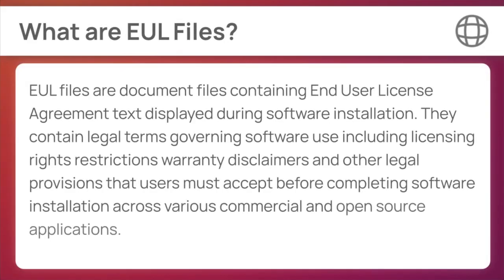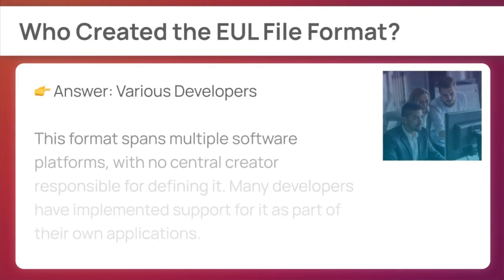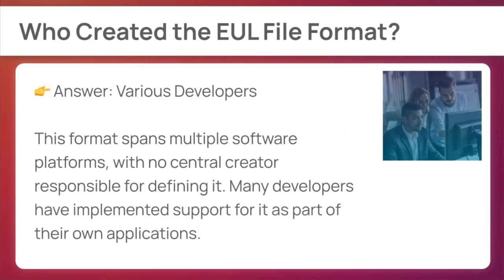EUL files are document files containing end-user license agreement text displayed during software installation. They contain legal terms governing software use, including licensing rights, restrictions, warranty disclaimers, and other legal provisions that users must accept before completing software installation across various commercial and open-source applications.